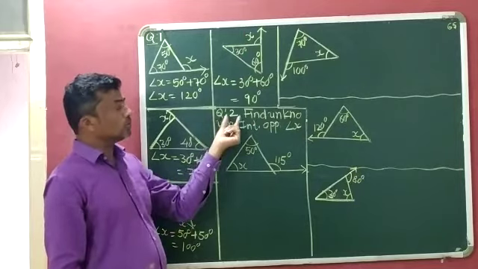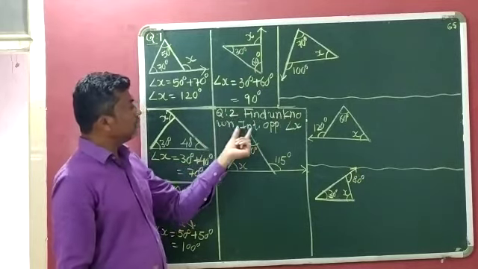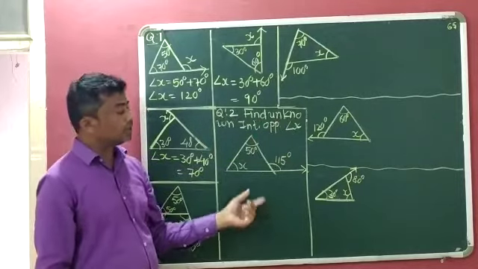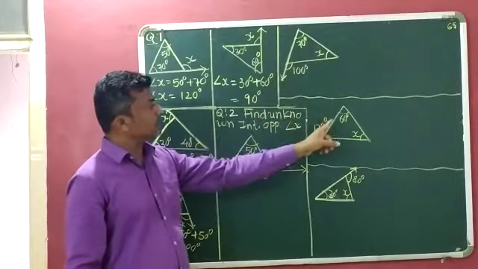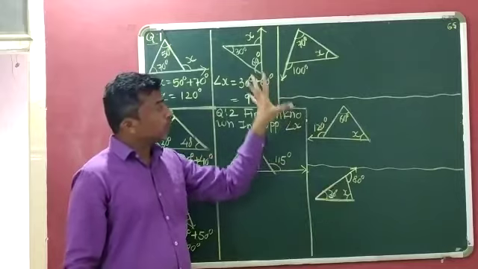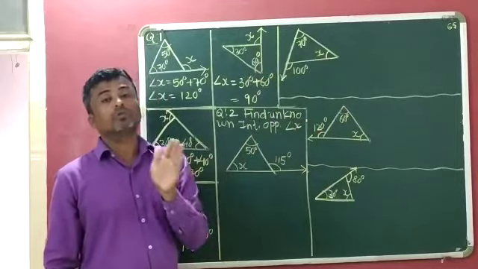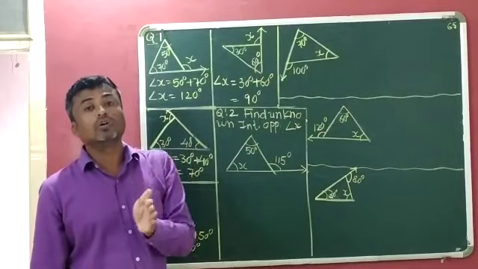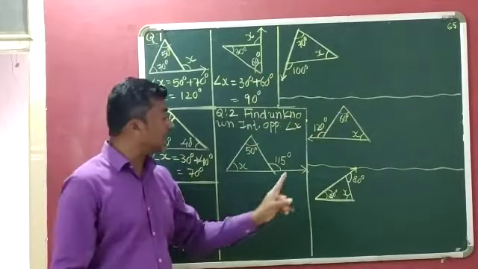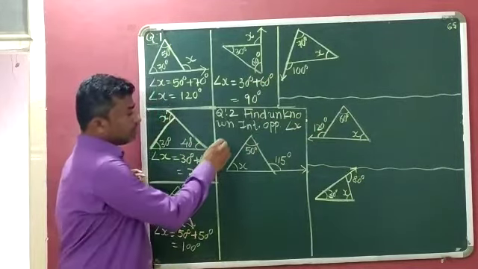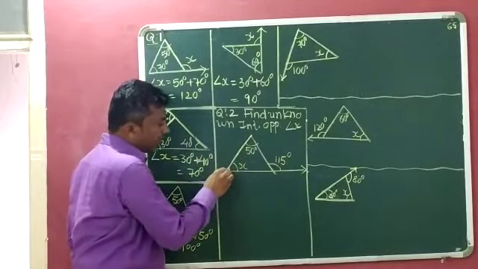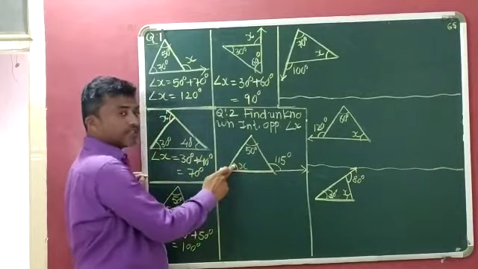Now question number 2. Find the unknown interior opposite angle x from the following figures. So this figure, this figure, this figure and this figure. From all these figures, we have to identify the unknown interior opposite angle x. So see here, this is figure number 1. Here the unknown interior opposite angle x is here.